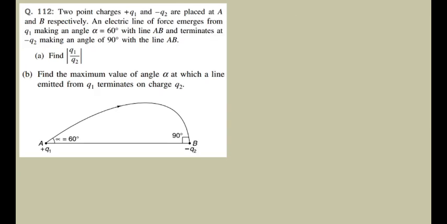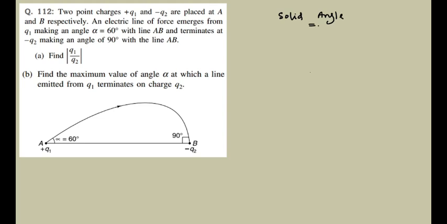Next. So here they are saying there are 2 point charges plus Q1 and minus Q2 placed at points A and B respectively. An electric field line of force emerges from Q1 making an angle alpha equal to 60 degree with the line AB and terminates at minus Q2 at an angle 90 degree with the line. They are asking find mod of Q1 by Q2. So what is the way out to solve this particular question? Now this question we will solve with the help of a concept that is called solid angle.